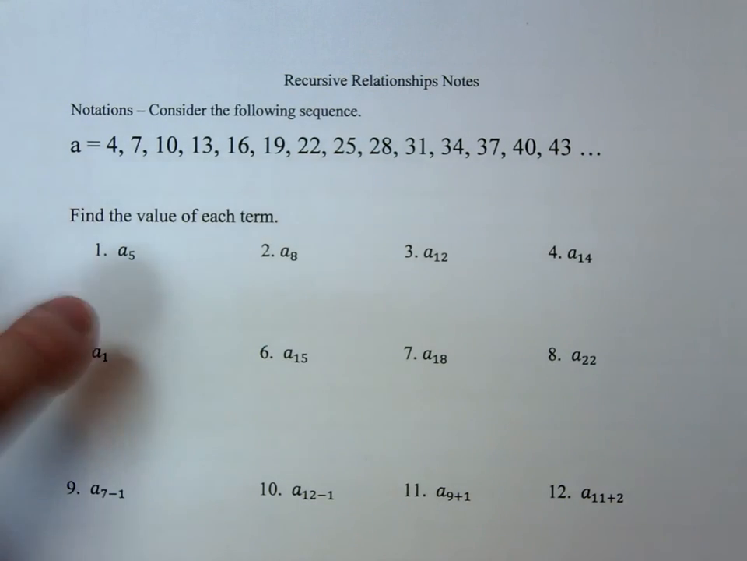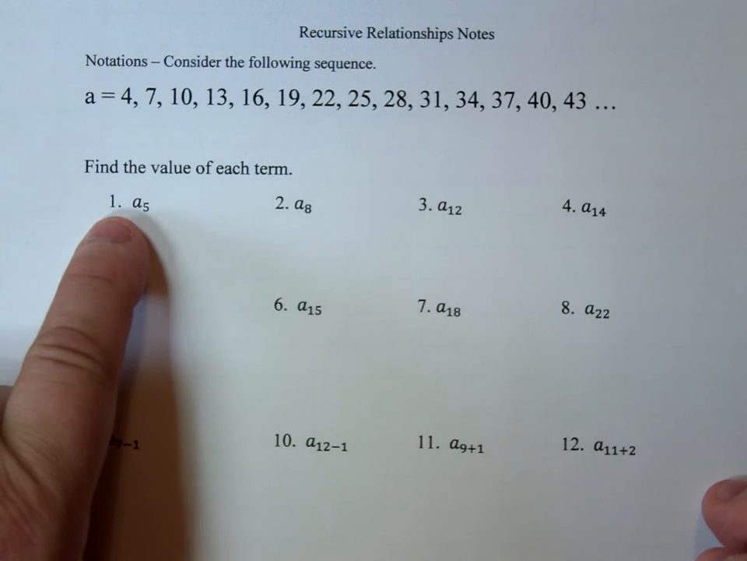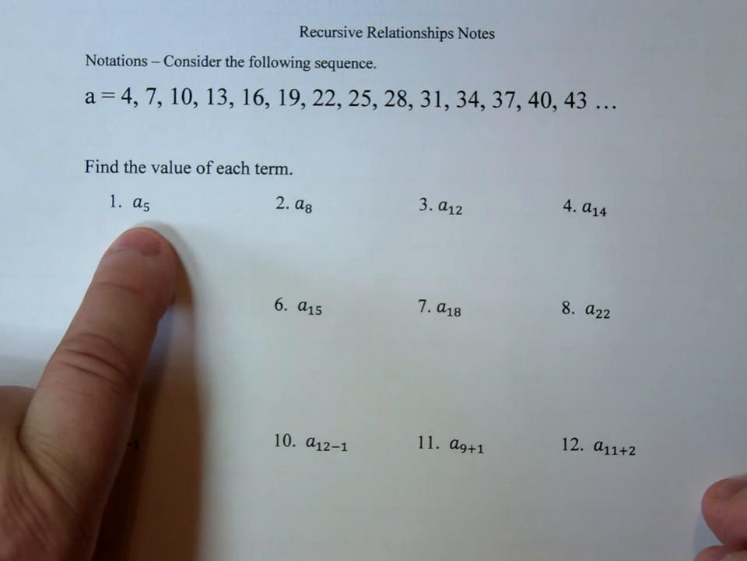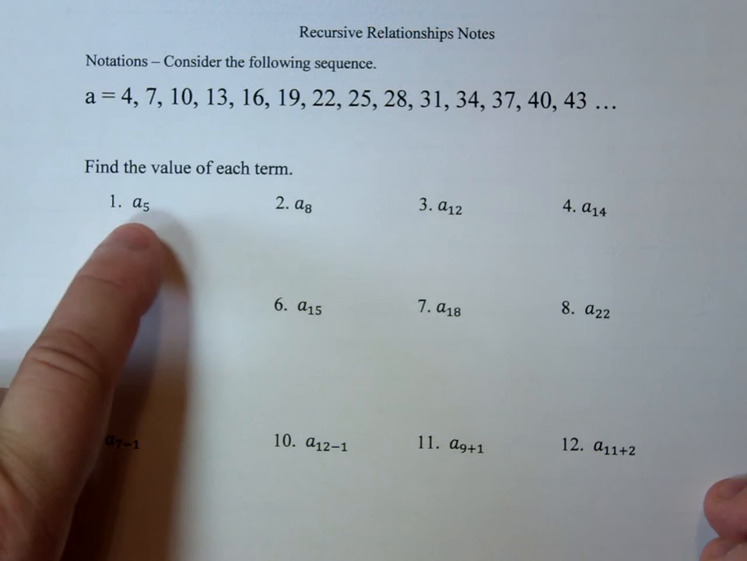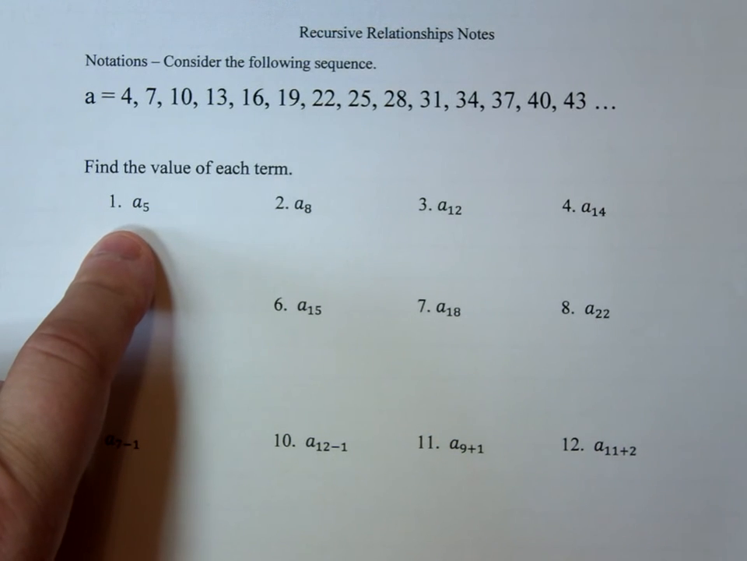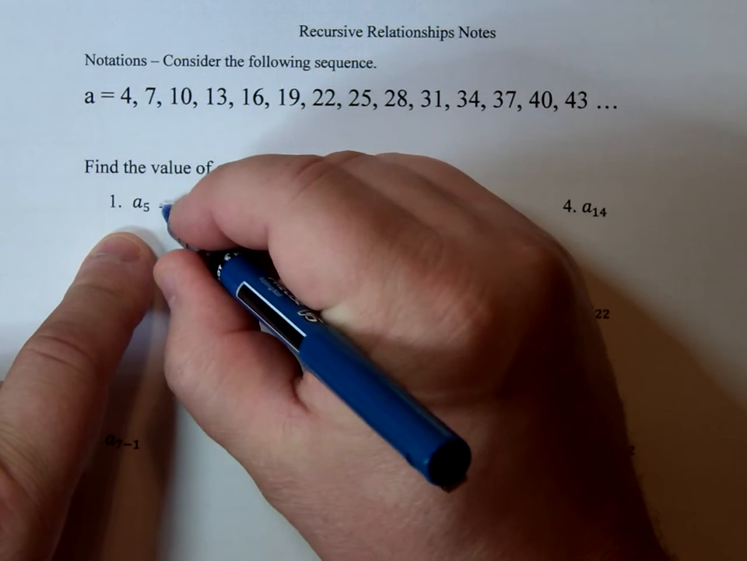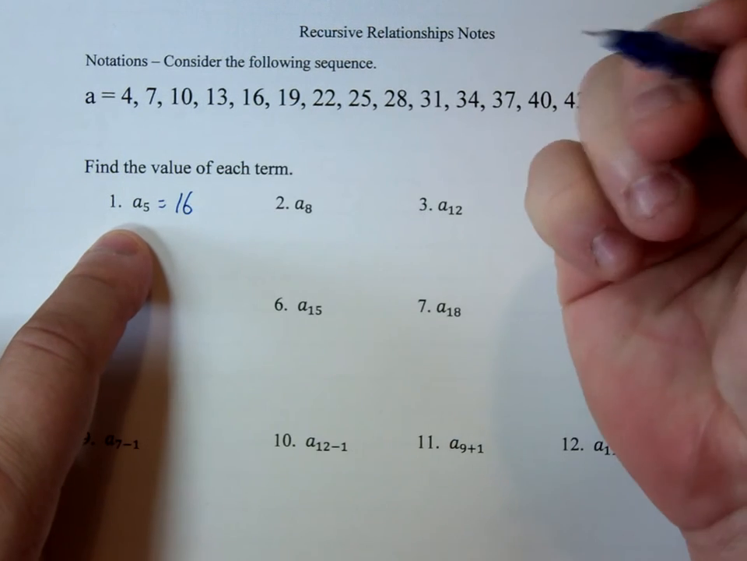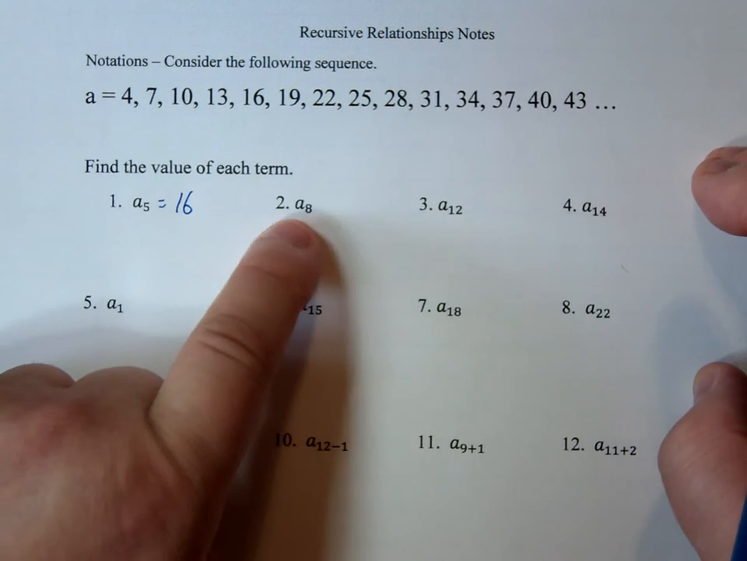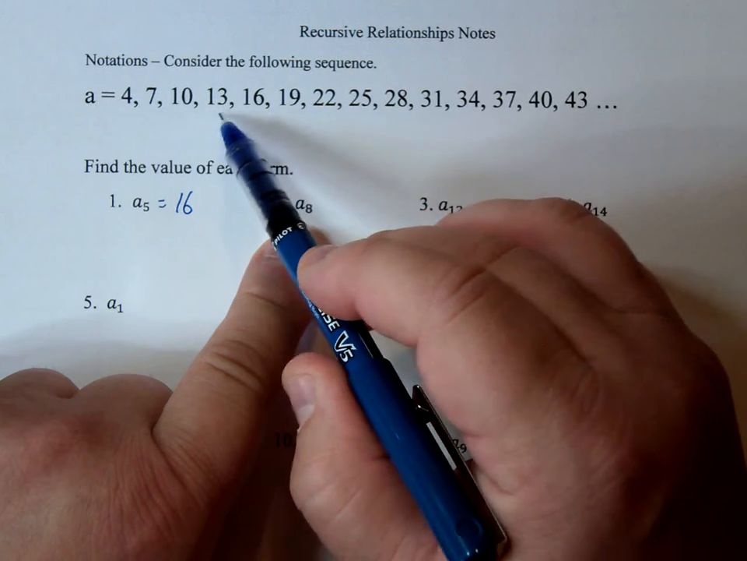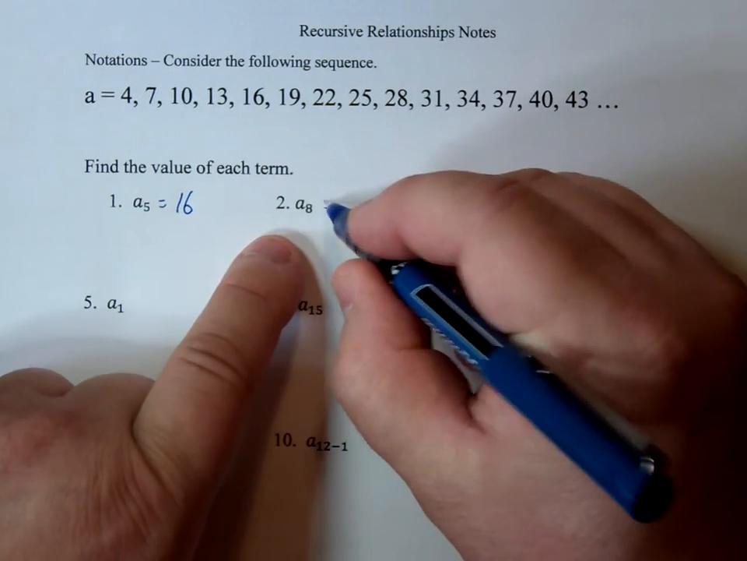And then to identify that term, we use a subscript. So a sub 5, or when you see that a with that little 5 after it, it's called a subscript. A sub 5 is the 5th term of the sequence. So if we look, 1, 2, 3, 4, 5, you'd say a sub 5 is 16. That's it. You're not doing any kind of math or anything. You're just identifying the term. A sub 8, 1, 2, 3, 4, 5, 6, 7, 8, is 25.